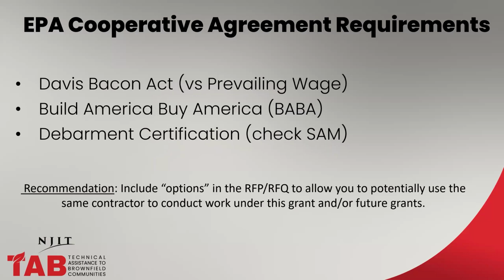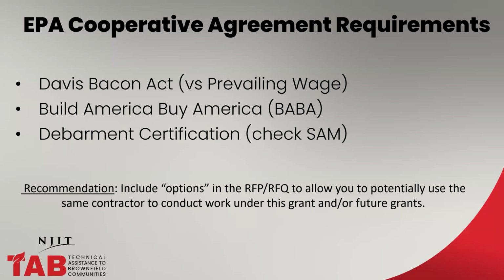So looking at some of the things that you might find in your cooperative agreement requirements, Davis-Bacon Act and prevailing wage rates may both be needed for inclusion in your procurement documents. The wage rates themselves do need to be provided by the entity that is posting the solicitation. You may also have a requirement for the Build America, Buy America, so BABA, which we're going to talk about in a little bit more detail as we move forward.